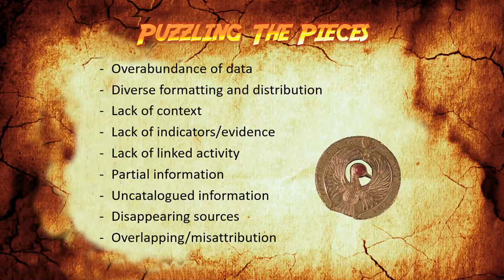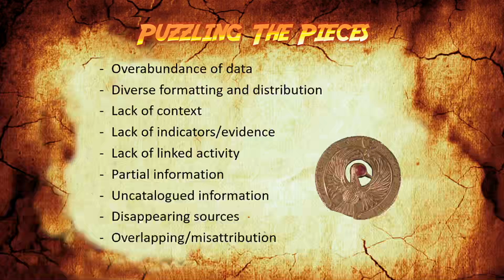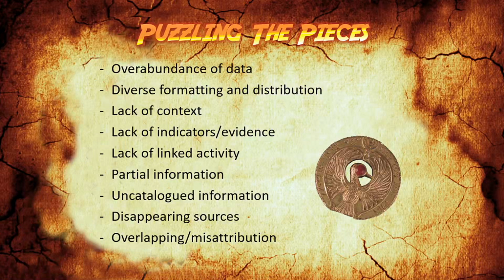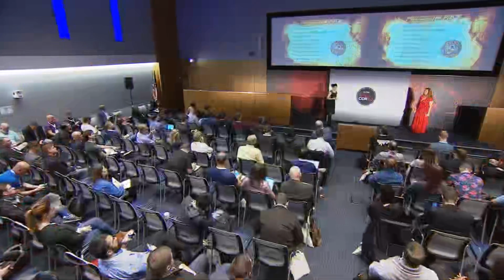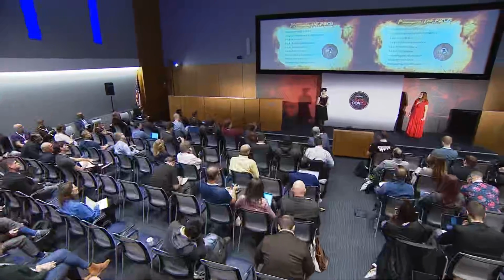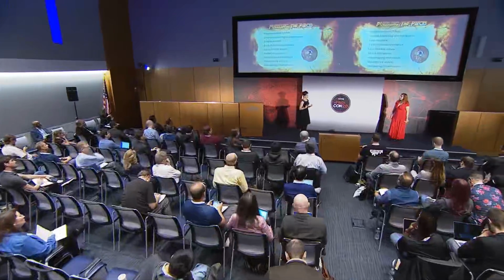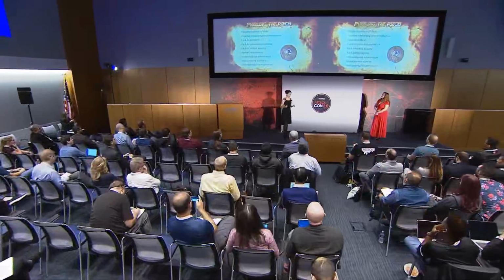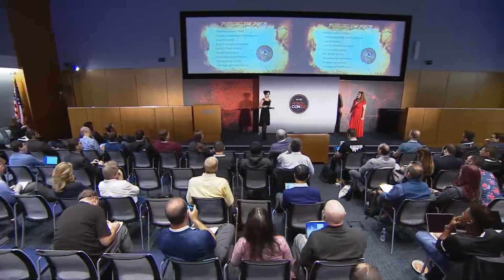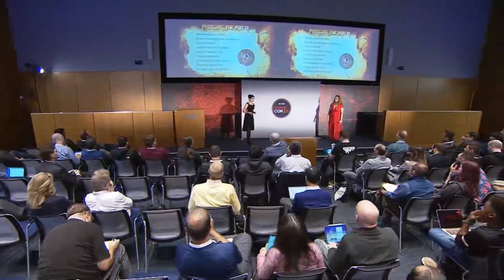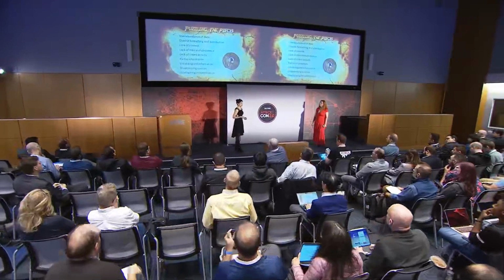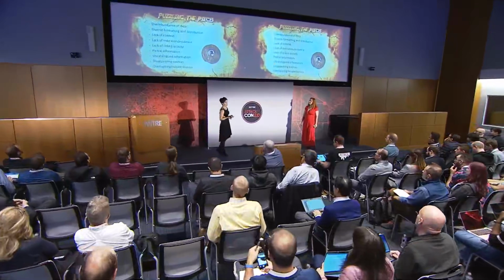But we have observed a lot of diverse formatting and distribution of the information, even for one organization. They have different formatting between one report and another, so you don't always find the information in the same place. Also, we observe a lot of overlapping and attributions that we can't really validate because we lack context or indicators and evidence of what they are reporting on, and that is really difficult for us when putting a confidence level on that.